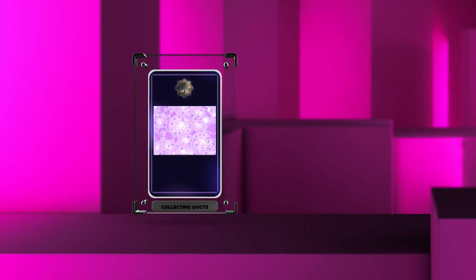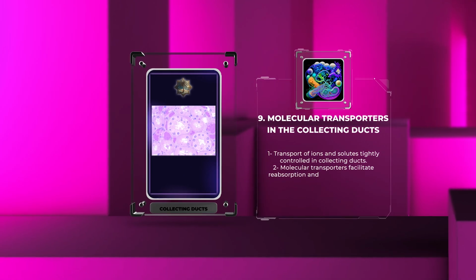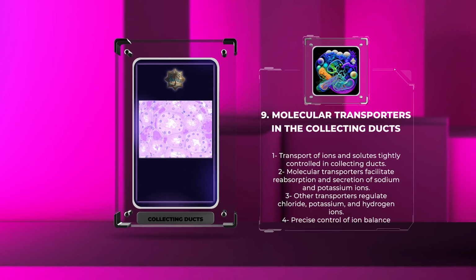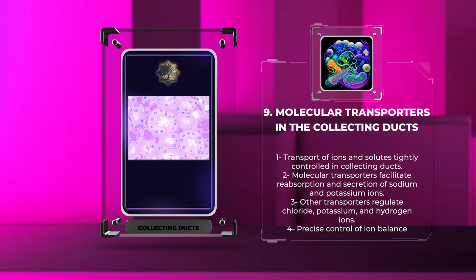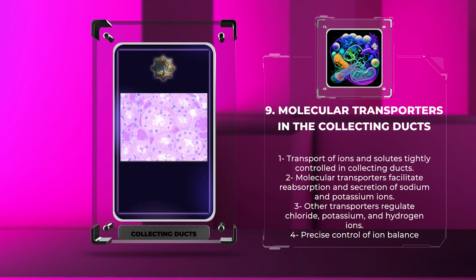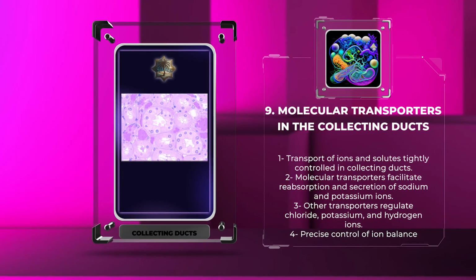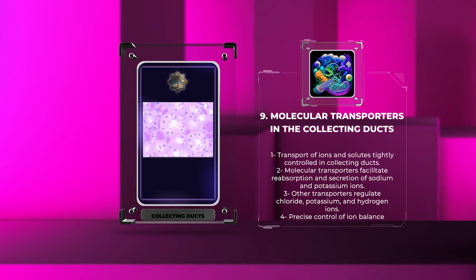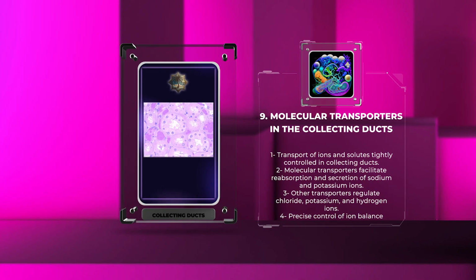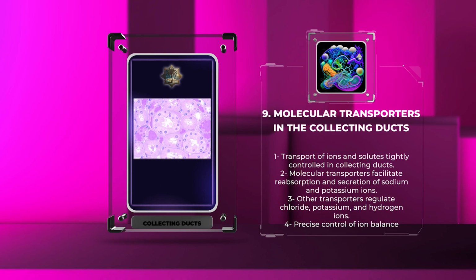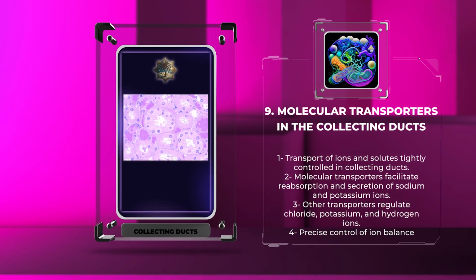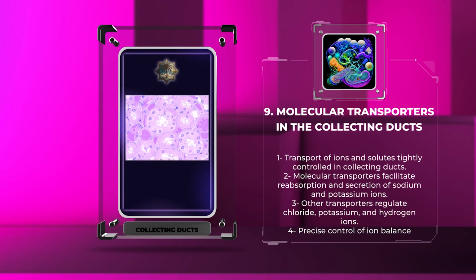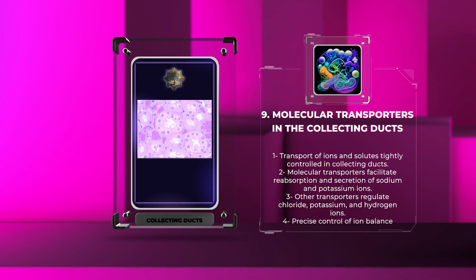In the collecting ducts, the transport of ions and solutes is tightly controlled by different molecular transporters. These proteins, such as ENaC and Na+/K+ ATPase, facilitate the reabsorption and secretion of sodium and potassium ions, maintaining a balance that is crucial for overall body function. Other transporters, like ClC-K1, ROMK, and H+ ATPase, also play important roles in regulating chloride, potassium, and hydrogen ions. The concerted action of these transporters ensures the precise control of ion balance in the collecting ducts, which is vital for maintaining homeostasis.